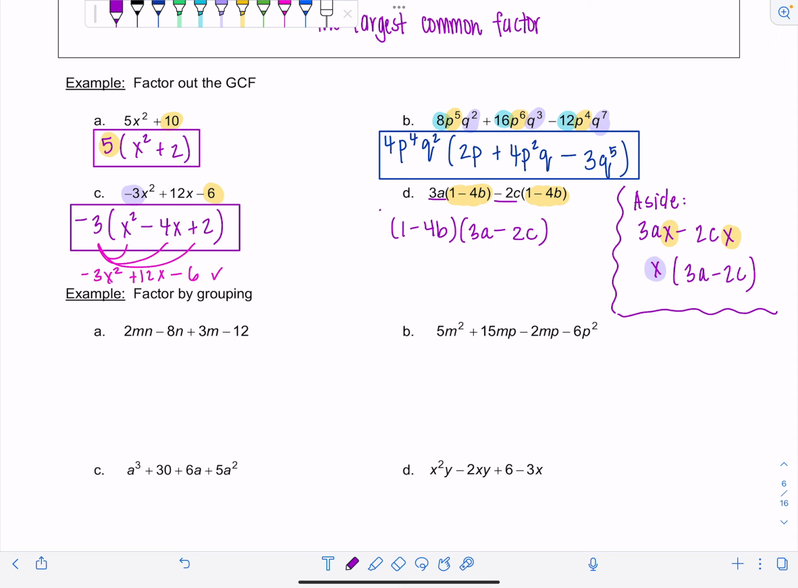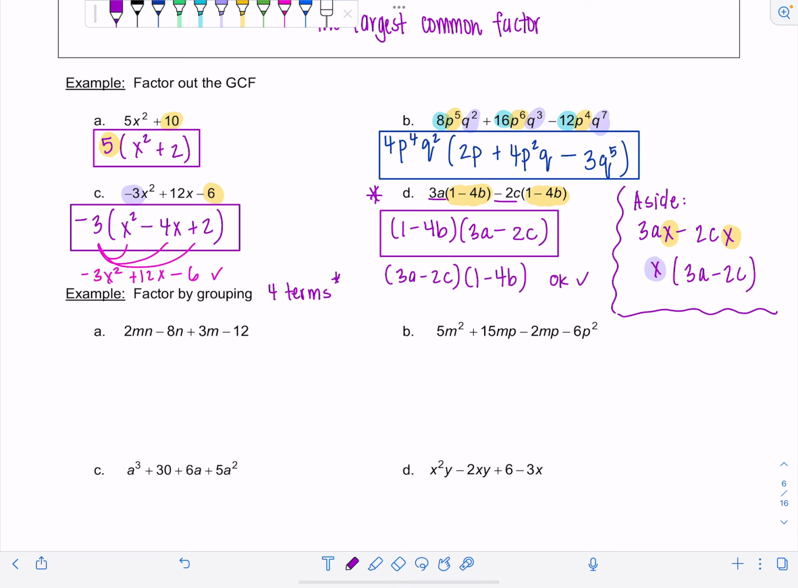Very good. Now one thing I do want to point out, we know that multiplication is commutative, so you can switch the order around in which you multiply things and you'll still get the same result. So if you wrote it instead as 3a minus 2c times 1 minus 4b, that's okay too. All right, doesn't matter. And this technique that you looked at here in example D, unknowingly, that's factoring by grouping. So now we're going to look at more examples where we factor by grouping. And typically you use factoring by grouping whenever you have 4 terms. Okay, good.